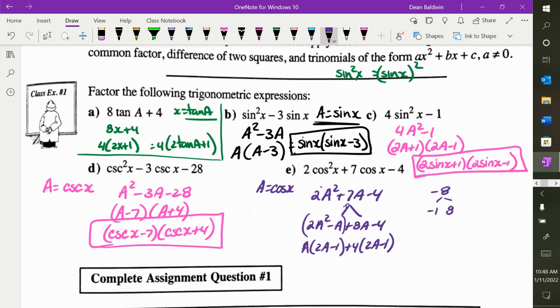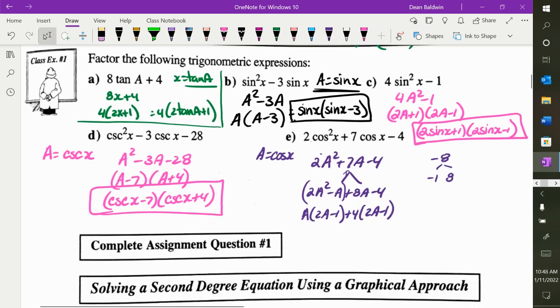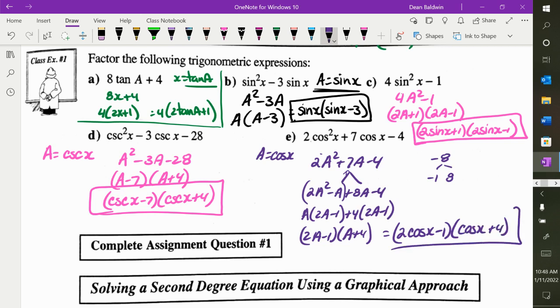You know you're probably doing it right if the brackets match. If the brackets are different, you've done something wrong at some point. And then essentially you factor out a 2a minus 1, and you're left with a plus 4. And then plug back in your trig. Now, like I said before, you don't have to substitute out the trig. If you can do it without doing that, it's a bit faster. Saves you an extra step. And that is factoring trig functions.